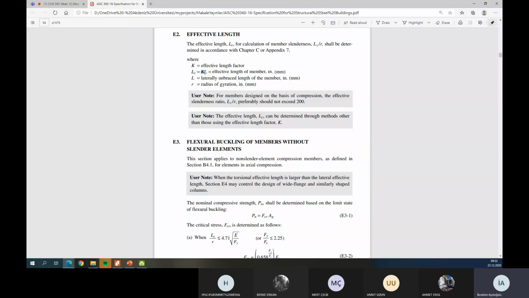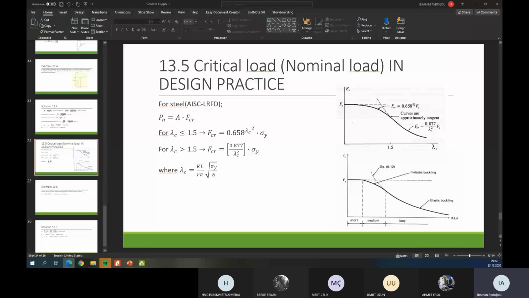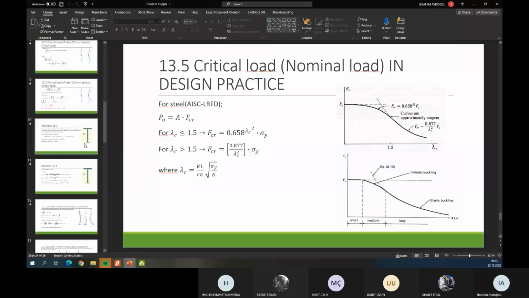In other words, that means K times L. You remember that K is the effective length factor and L is the unbraced length. If there is no brace along the member, you can take the full length of the member. But if another member is connected somewhere, we take half of the length or another portion of the member length. Did you understand? I want to show you a small example.